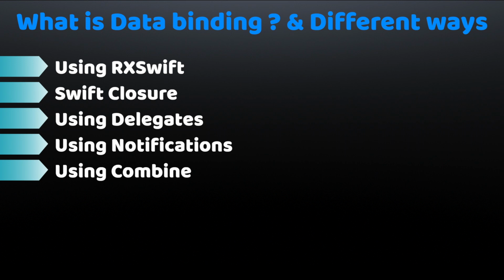Suppose you have some properties in your view model through which you are populating the data to your view controller or view. Then with the help of closures or RxSwift observables and observer sequences, you can inform your view that data has been received. There are two ways that we have already demonstrated, and there are some other ways also, right? You can use delegates, you can use notifications, and you can use the Combine framework also. So these are the 5 major ways that are frequently used for data binding.